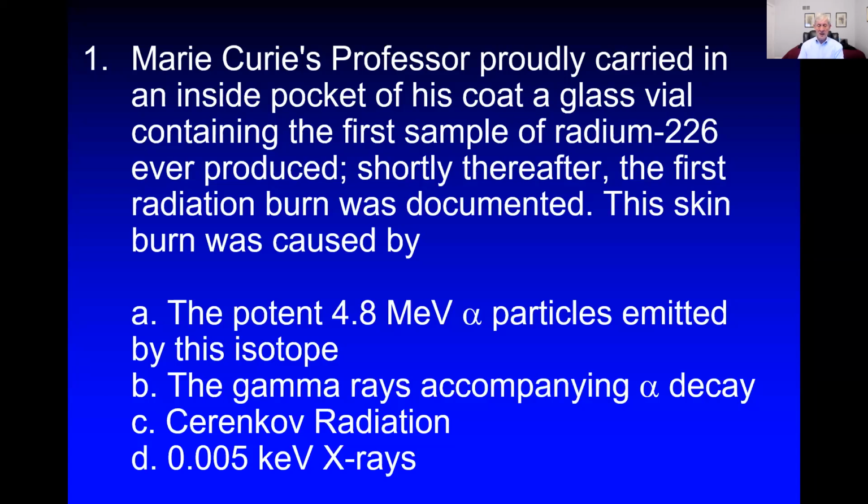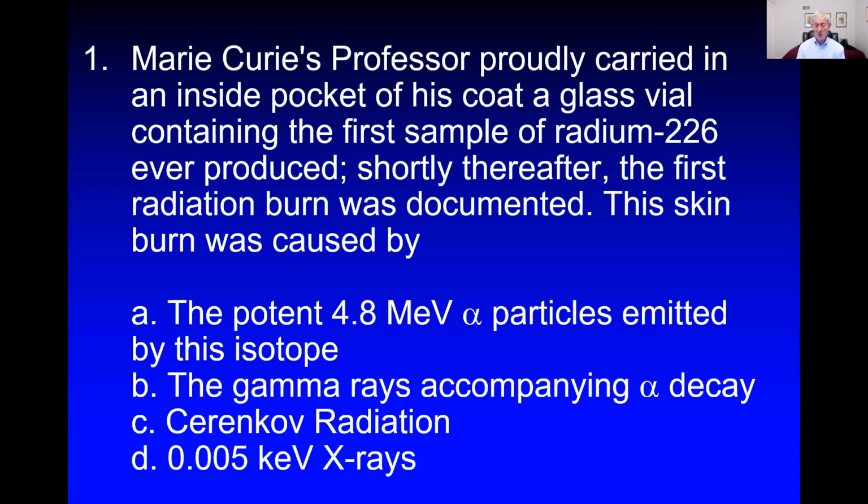Was it caused by the approximately 5 million electron volt alpha particles, or by the gamma rays that accompanied that alpha decay, or Cherenkov radiation, or 0.005 keV X-rays? Who's got it? A, B, C, or D? Anyone?